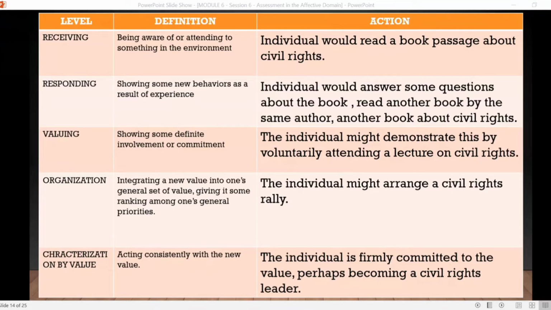Ikaw, alam mong makarelate yung motivation. There will be no responding level in the affective domain if there is no motivation. Alam mag-respond.